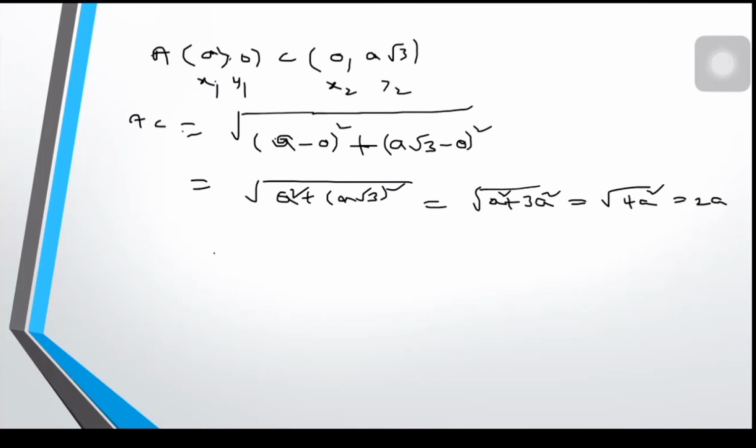Therefore, AB is equal to BC is equal to CA. The 3 points formed an equilateral triangle.